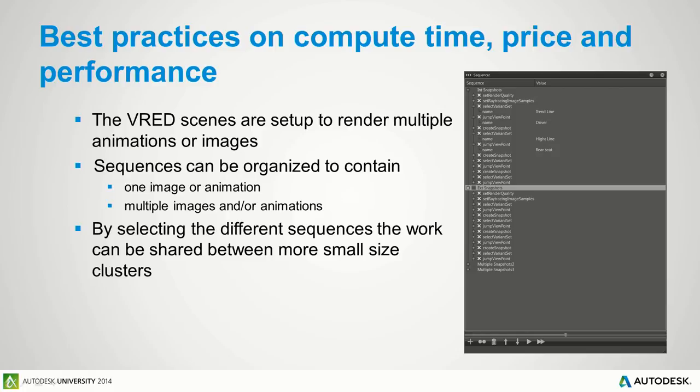One cluster renders one of those sequences. So the users do the setup, they set up all the sequences, and then let's say they have 10 sequences, then we made 10 jobs out of it. We made that because running all on one cluster takes a long time, and with smaller ones, it's quicker and they can run in parallel. By selecting the different sequences, the work can be shared. If you just have a small size cluster, you make 10 jobs and then they run.